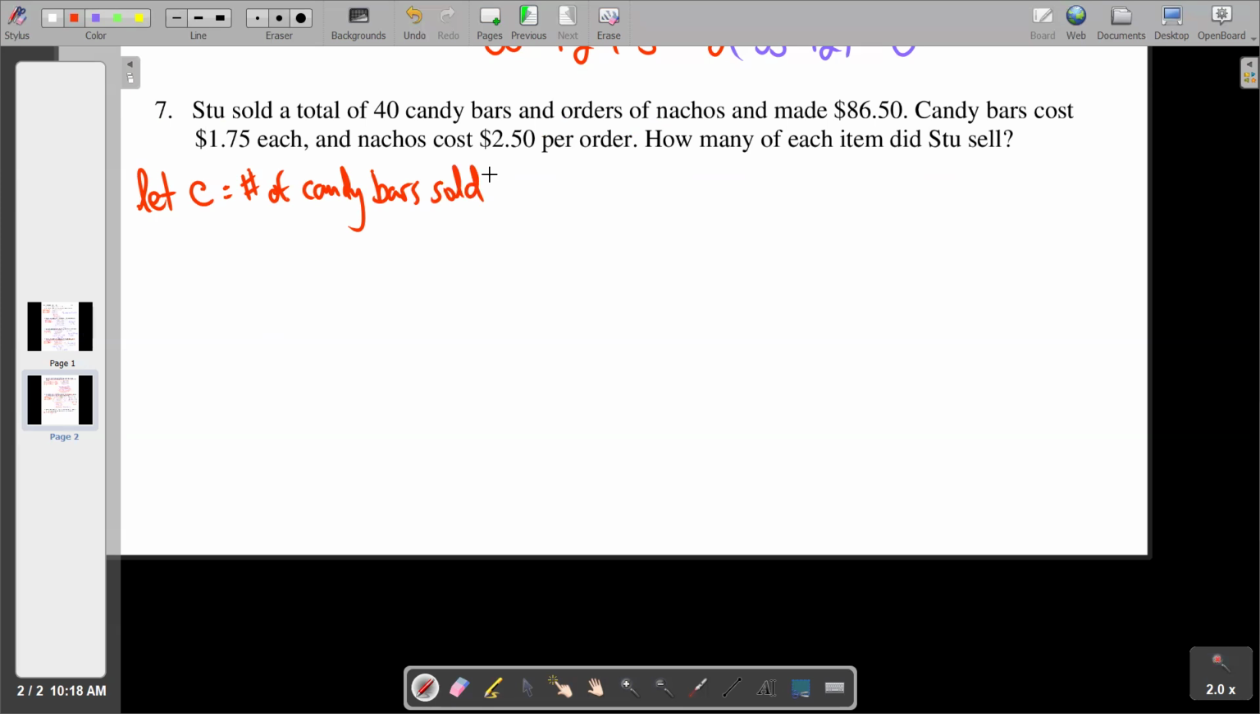Thank you, by the way, for being thoughtful enough to say that. A lot of times people will, because we're used to saying how much does a candy bar cost? And then I have to yell at people because I'm like, it's in the problem, bro. Right? Like, bless you. Like we know candy bars cost $1.75 each. So thank you for thinking that through. So C is not the cost, but rather the number of candy bars that Stu sold. And what's our other variable? I believe you said N? Number of nachos sold. Very good.